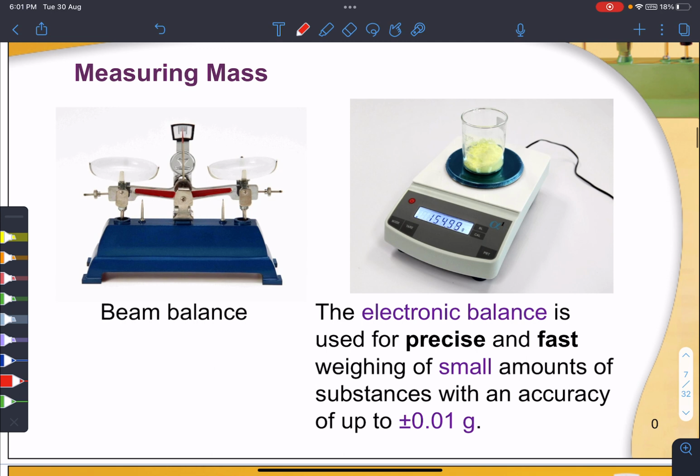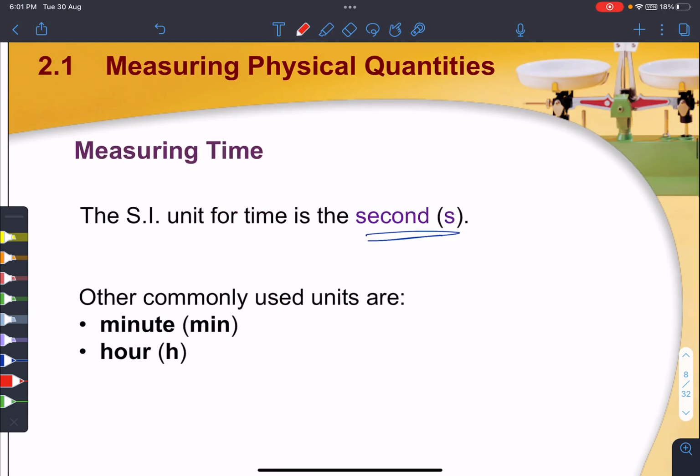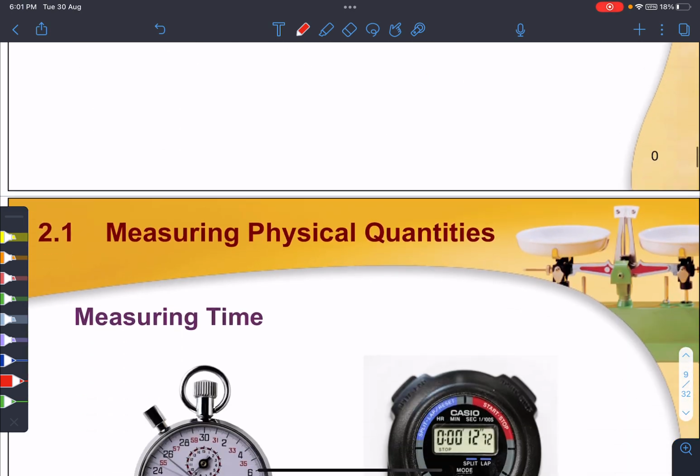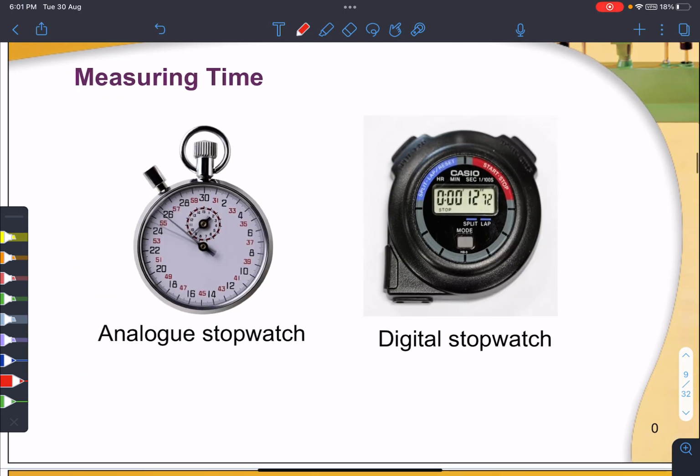To measure mass, you can use a beam balance, which I don't think a lot of you have seen before. The one that you usually see is electronic balance lah. Okay, time, SI unit is seconds. Other terms, minute, hour, cool. You can use an analog stopwatch, you can use a digital stopwatch. But I'm sure at this day and age, you use a digital stopwatch. Analog stopwatch looks like an antique. So cute, right?